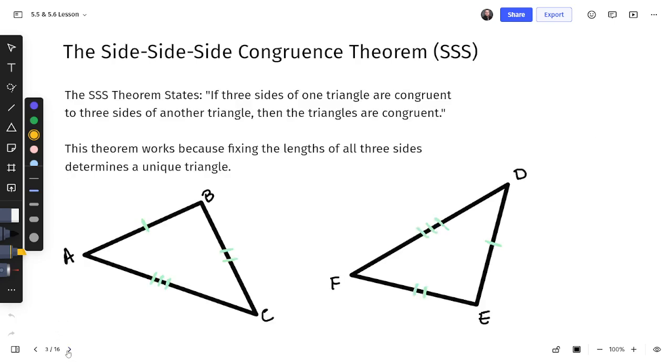So the first theorem we're going to talk about is the side-side-side congruence theorem. The SSS theorem states that if 3 sides of one triangle are congruent to 3 sides of another triangle, then the triangles are congruent. This theorem works because fixing the lengths of all 3 sides determines a unique triangle. And this is definitely the most intuitive of the theorems. If all 3 sides of a triangle are the same length, then those 2 triangles have to be congruent to each other by the definition of congruence.